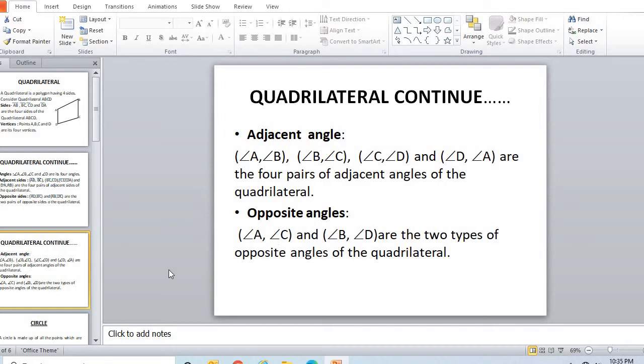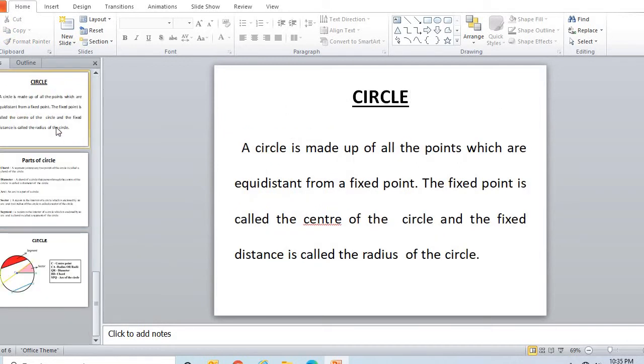Now let's see our next topic, that is circle. A circle is made up of all the points which are equidistant from a fixed point. The fixed point is called the center of the circle, and the fixed distance is called the radius of the circle. You all know how to draw a circle.